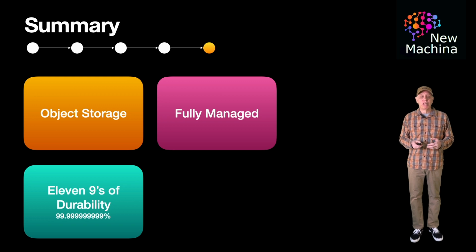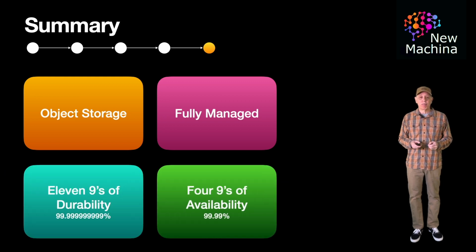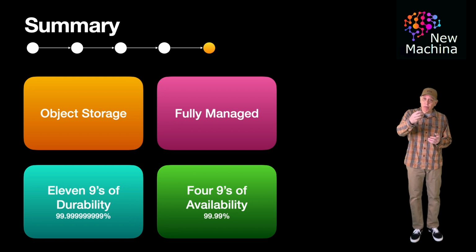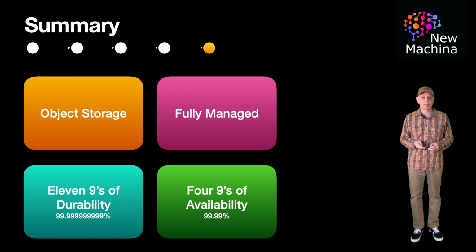Amazon S3 also gives you 4 nines of availability. What this means is that 99.99% of the time, when you go try to get a file, you'll get a response back. The service will be up and available. So you can see that Amazon S3 is a fundamental service used in many systems in AWS Cloud.